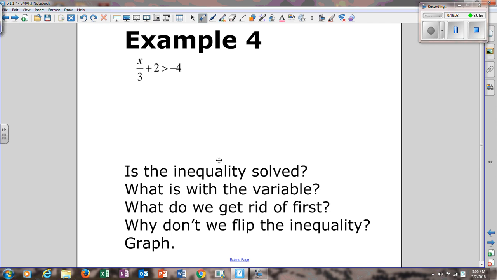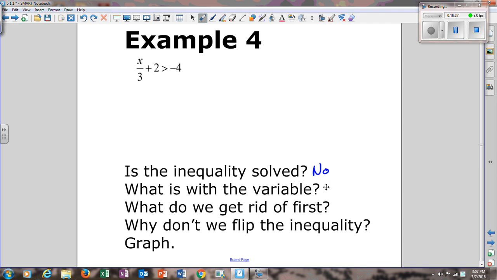Example 4. Now here you have x over 3, which, remember, just becomes x divided by 3, plus 2 is greater than -4. Is our inequality solved? No. It's not solved because we don't have x by itself. And so we have all this with the x. So it would be no.